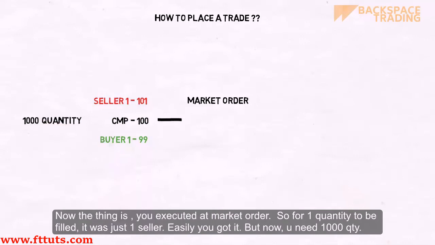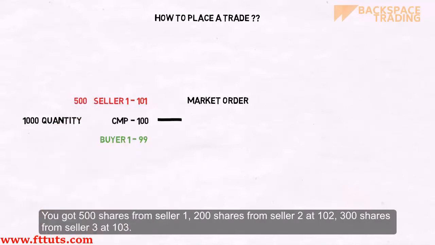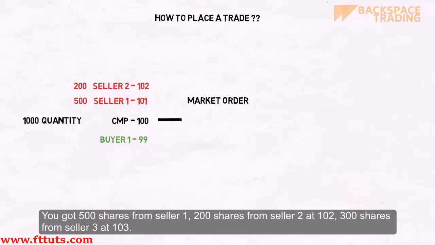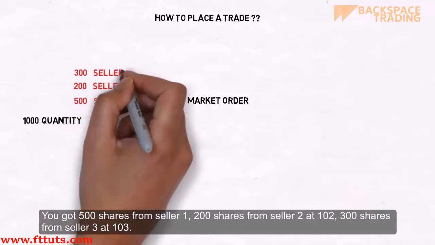Now the thing is, you executed at market order. For one quantity to be filled, it was just one seller, so easily you got it. But now you need 1000 quantity. So when you execute a market order, of course you will get all 1000 shares, but the buy price will vary. Let's see how. For example, you got 500 shares from seller 1, 200 shares from seller 2 at 102, and 300 shares from seller 3 at 103.